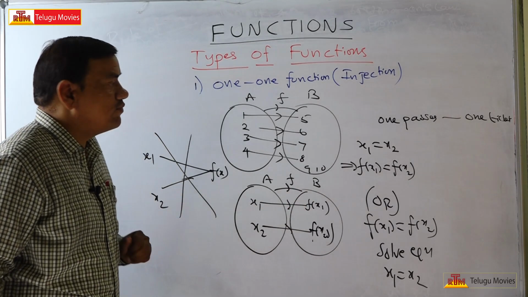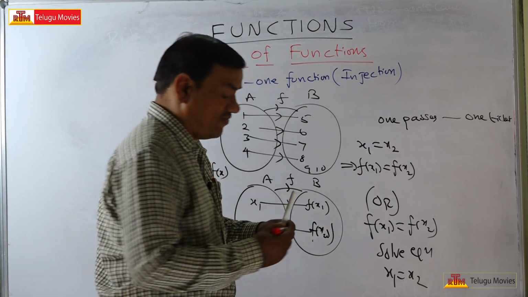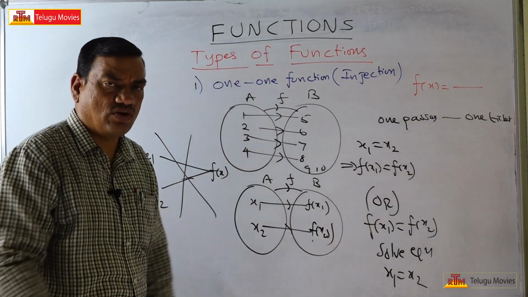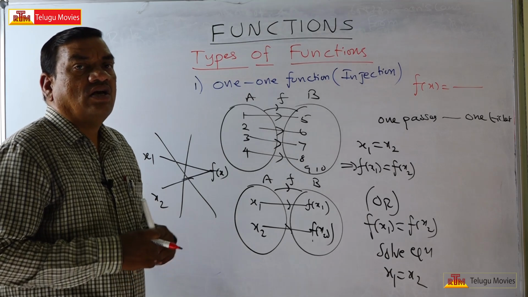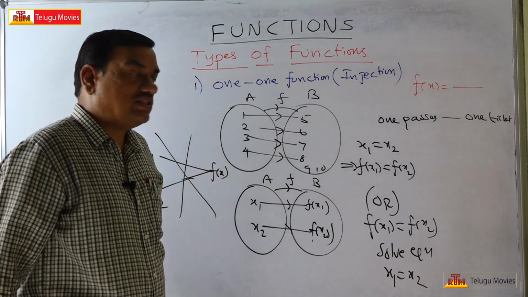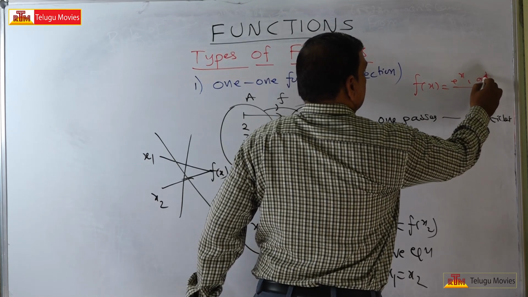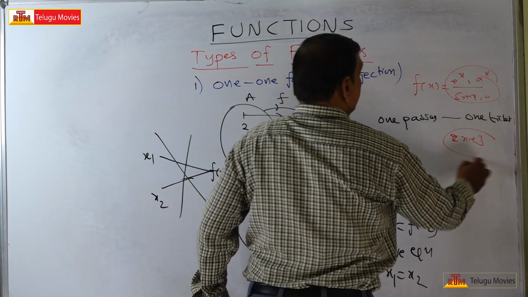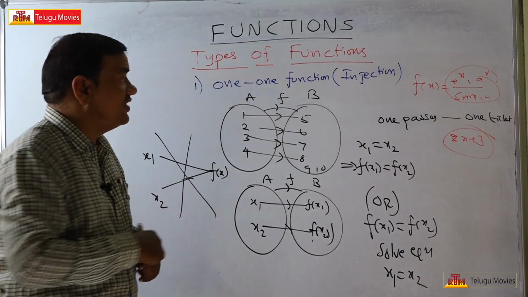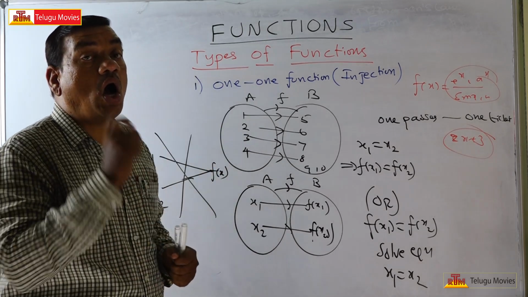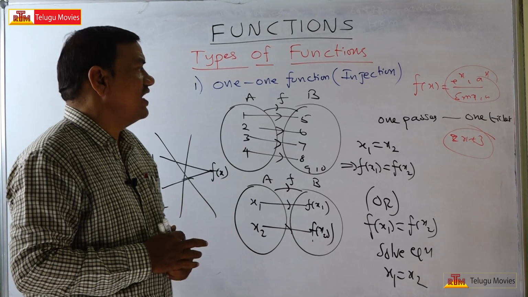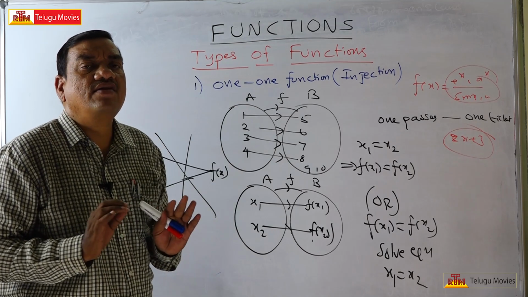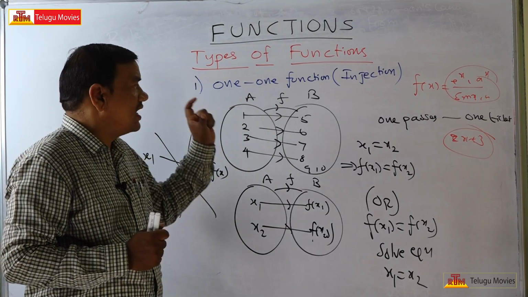Now, given a function, for example f of x is equal to 2x plus 3, f of x is equal to x square plus 2x plus 3, f of x is equal to mod x, f of x is equal to e power x, a power x, sin x, cos x, whatever it may be, how do we say that the function is a one-one function without doing all these things, using the graph? If you approach graphically, the problem will be very, very easy. So let us see the graphical approach.